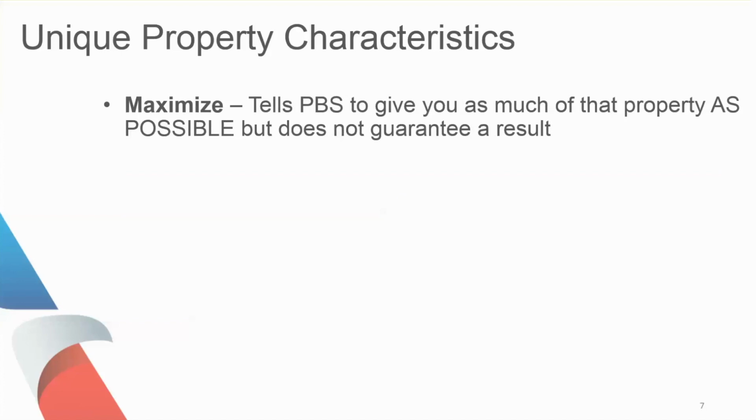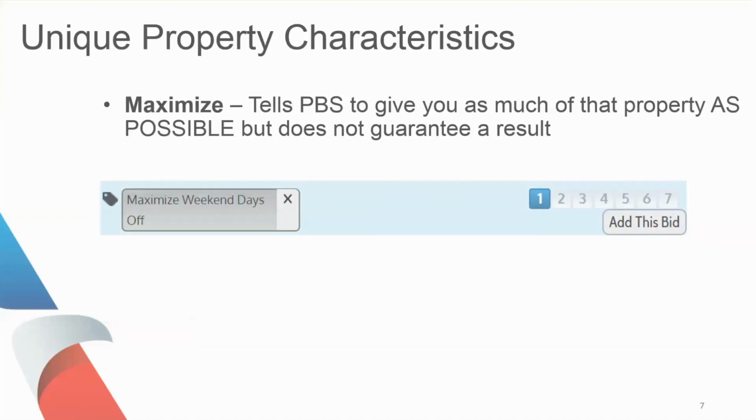Maximize tells PBS to give you as much of the property as possible, but does not guarantee a result. This example shows the property maximize weekend days off, telling PBS to give as many weekend days off as possible.